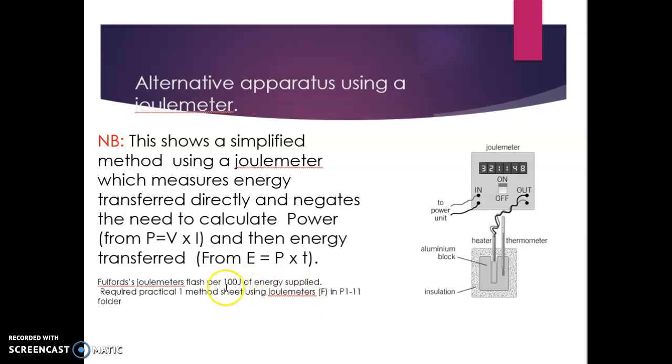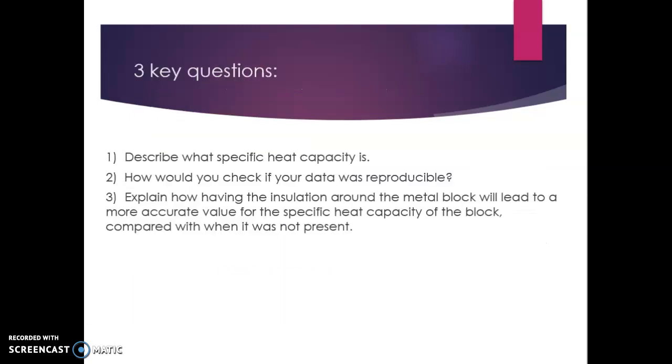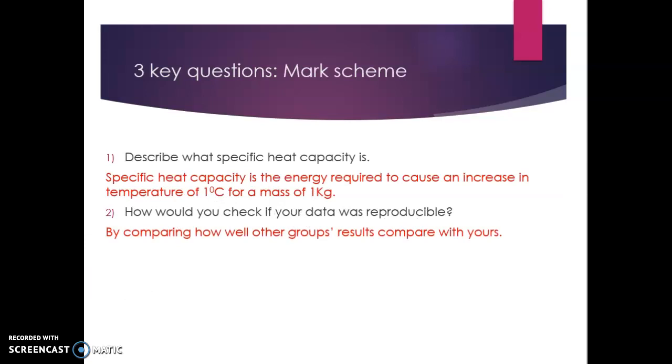Okay, so if you're using the voltmeter and ammeter, you multiply the result from the ammeter and the voltmeter together to get the power, and then you multiply that by the time that the device was on for to give you the energy supplied. Okay, so 3 key questions would be: describe what specific heat capacity is, how would you check if your data was reproducible, and explain why having insulation around the metal block will lead to a more accurate value. So those are 3 really good questions there.